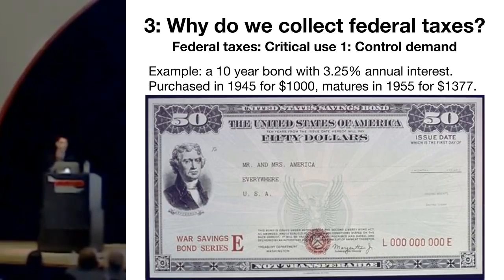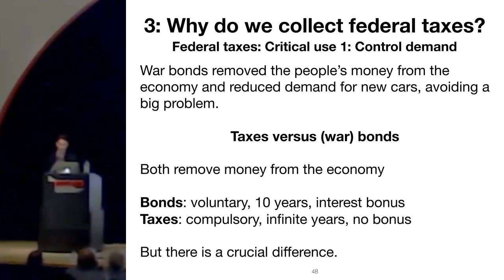So here's an example war bond. 10 years, 3.25% annual interest. So if you purchased one of these war bonds in 1945 for $1,000, in 1955 it would mature and you would get back $1,377. War bonds removed the people's money from the economy and reduced demand for new cars, avoiding this big problem.